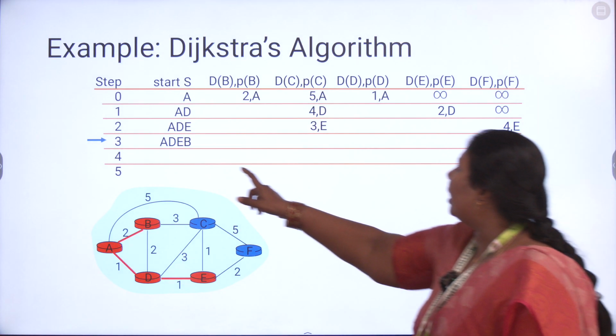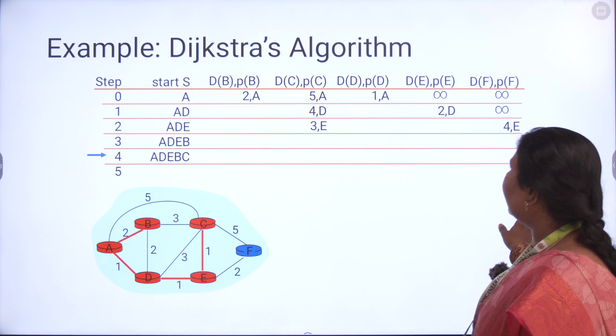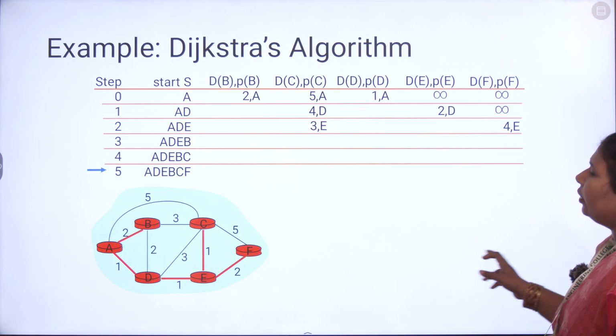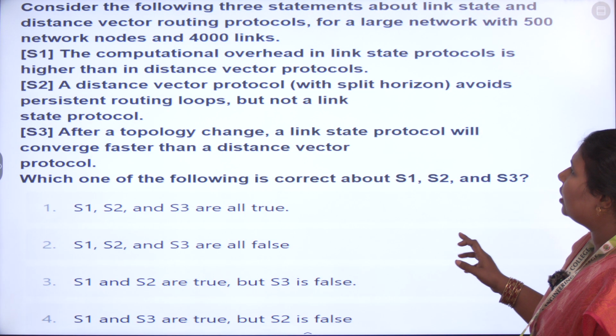So you visited A, D, E. Next is B node. Okay, for B node, what is the value? And then C node. Okay, you need to reach up to F like this. Okay, this is the question.